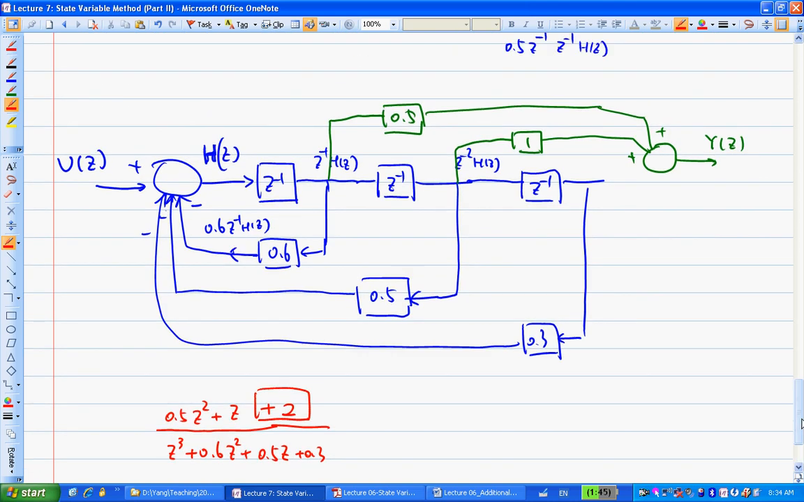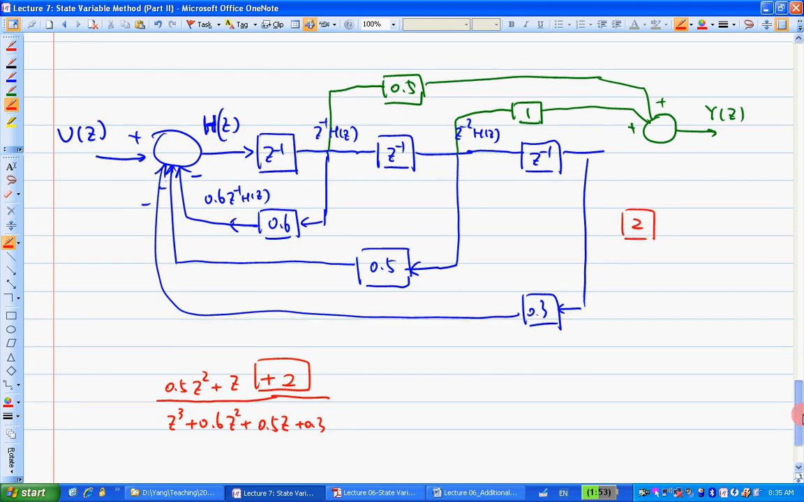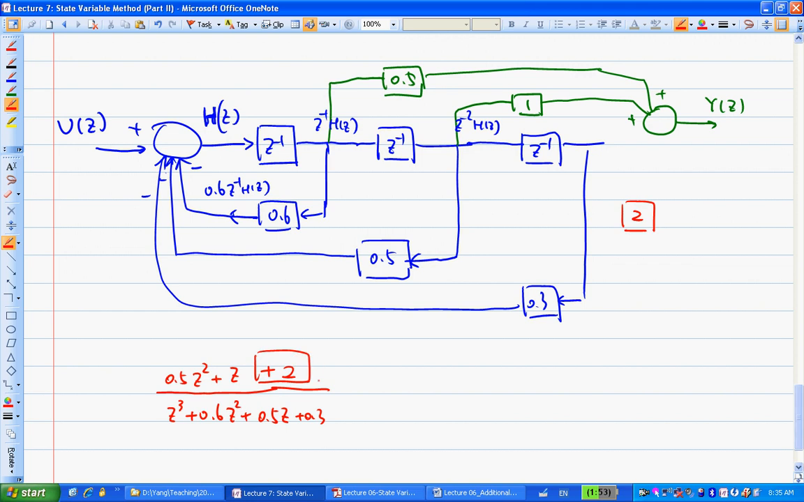How would you modify this simulation diagram? What do you need to do to change this? In the last one, you have a gain of 2. That's right. So what are you going to do? Well, for some people who are not quite familiar, you do the same thing, basically transform everything, right?